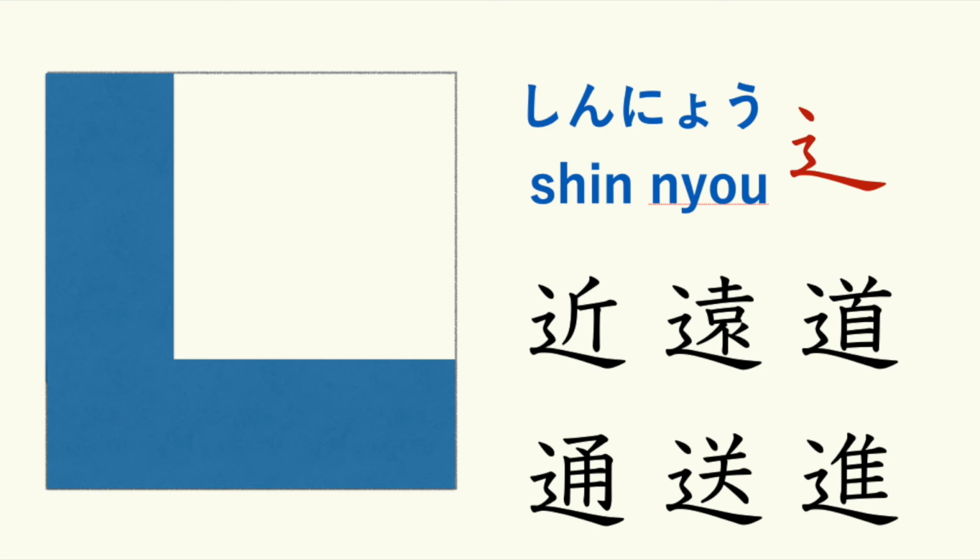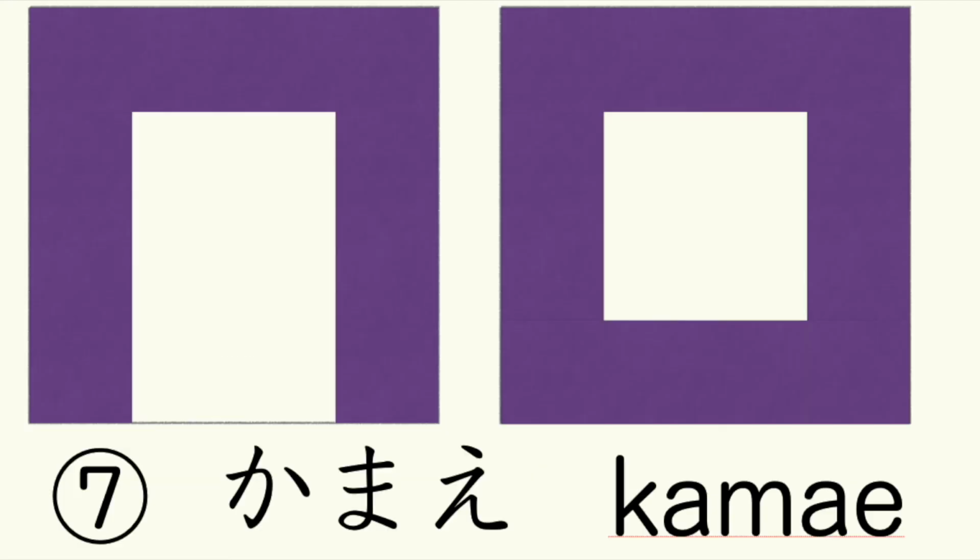Number 6, nyo is the left part and the lower part. The very famous example is called shinnyo or shinyu, and it means to keep going, to go. Characters with it have something to do with the road. For example, road, far, close, to send, those things.